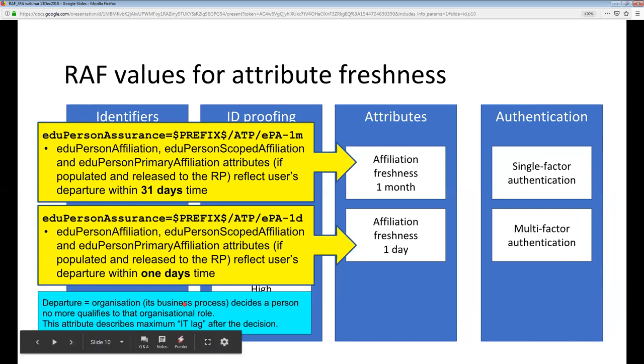So departure in the context of RAF means that the organization and its IT organization reflects the user's departure in the value of the eduPersonAffiliation attribute. So it's kind of IT lag after the organization decides that the user no more qualifies to their role. But the decision when a user departs is a business decision in the user's home organization. So it's up to the organization to decide when a person is no more a student or researcher. The REFEDS Assurance Framework does not impose requirements on those decisions.